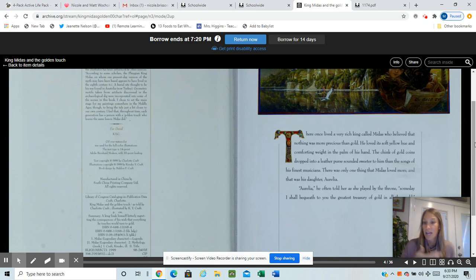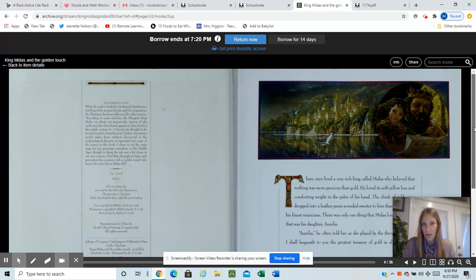And that's him pretty much saying he's going to pass this down and she will have all of this one day. And as you can see how the story starts out, there once lived a very rich king called Midas. So when we have those stories that start out with once in a land far, far away, once upon a time, there once lived a very rich king. These are all examples of literary language. And it kind of gives us a hint that it is a myth or a fable or a folk tale.